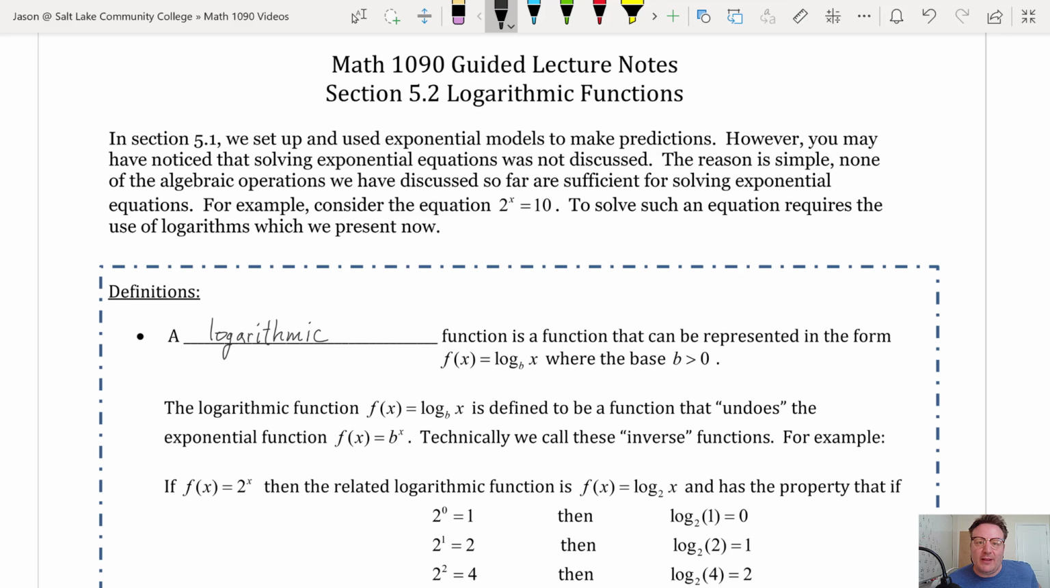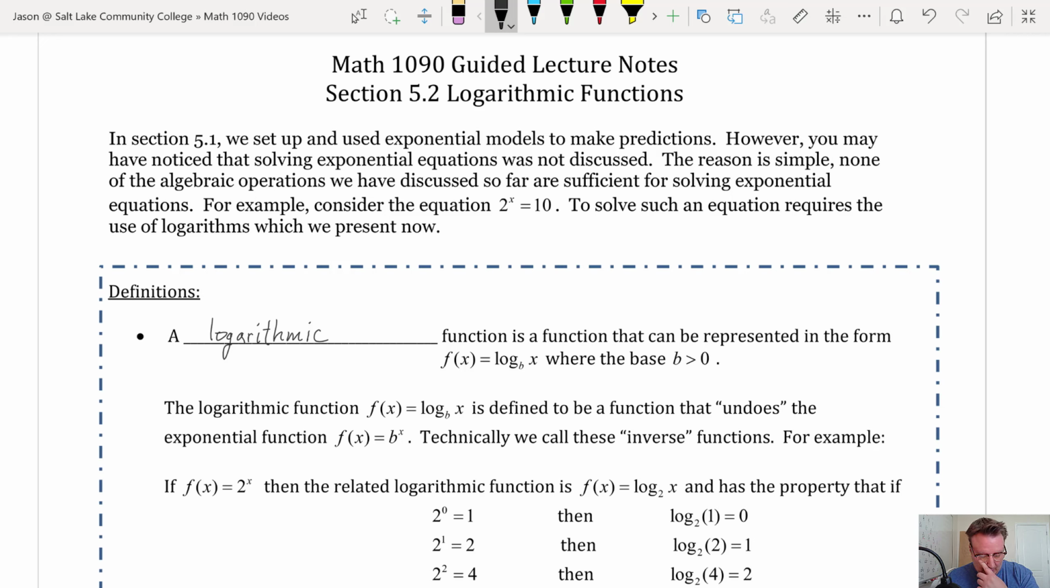Okay, this is Math 1090, section 5.2, logarithmic functions. The key idea of logarithms or logarithmic functions is that they are the inverses of exponential functions. So every exponential function is invertible, and its inverse will be a logarithm. And vice versa, logarithms are also invertible functions, and their inverses are exponentials.